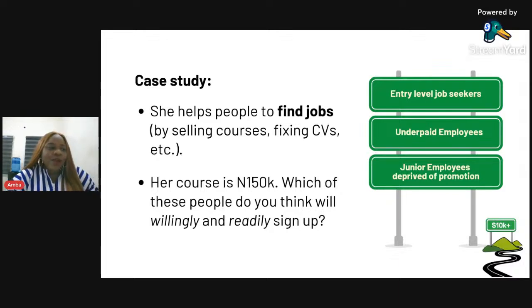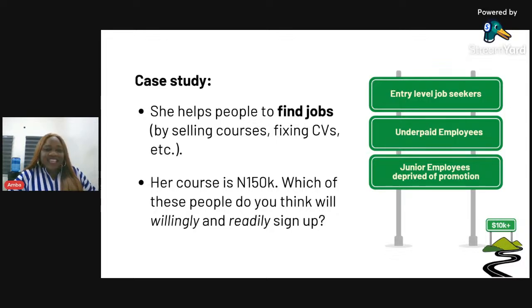Which of them? Don't worry, we are not here to tick or give awards for who got the correct answer. Just type anyone you think it is. Type it. We're all in a learning scenario, so we're all going to learn together. Type which of them you think will willingly and readily sign up for her 150K course.